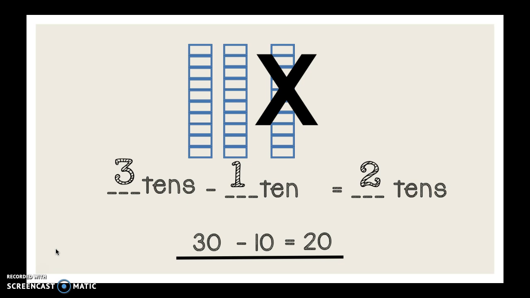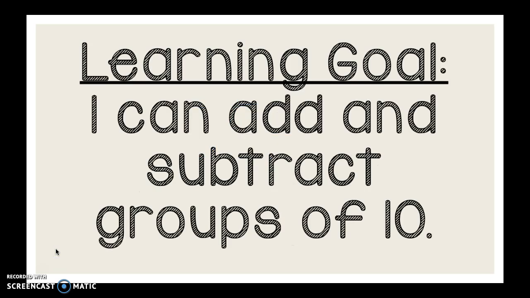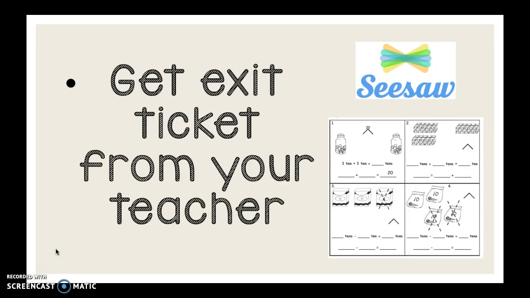Man, we are so good. Friend, go ahead and pat yourself on the back and say, I'm totally awesome. Good job. All right, our learning goal said, I can add and subtract groups of tens. That's what we've been practicing this whole time. We can either do it the say 10 way or we can do it the regular way. It's your turn to practice all on your own. You're going to get this exit ticket from your teacher. And you'll see there's a picture and then it has the say 10 way and then the regular way. You're going to want to go ahead and fill that in.